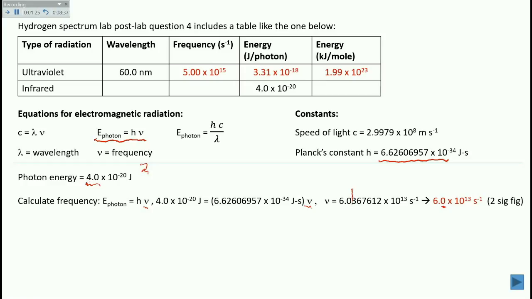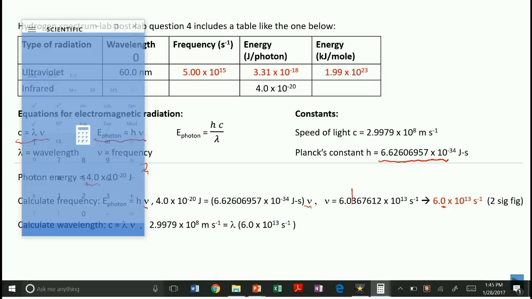Next, let's calculate the wavelength of that photon. So I'll use this equation. The left-hand side of that equation is the speed of light, so let's plug that in. And that's going to equal the wavelength times the frequency that I just calculated, 6.0 times 10 to the 13th seconds to the minus 1. To solve for lambda, I'll divide both sides by 6.0 times 10 to the 13th, so I can go back to my calculator.